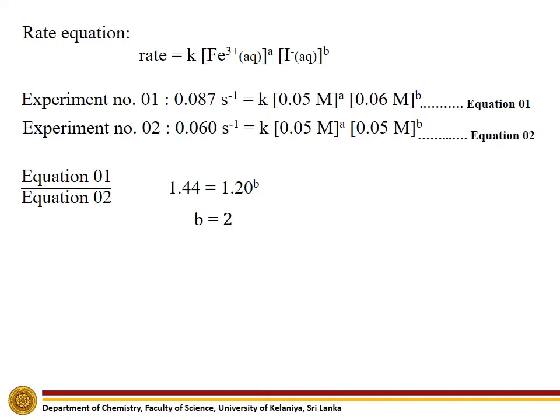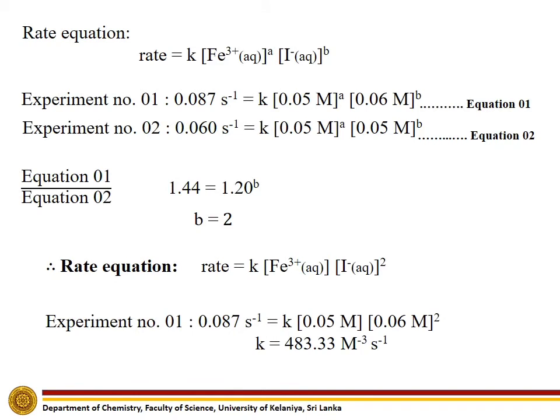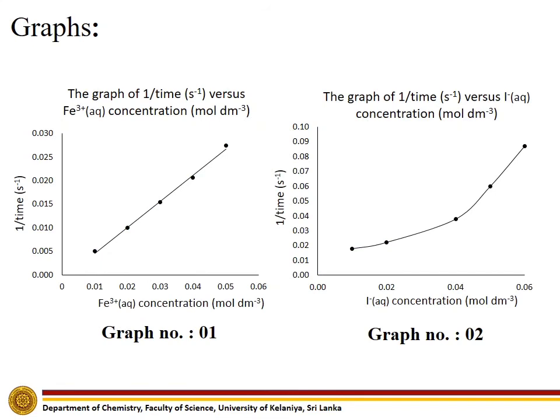Once the values of A and B have been calculated, write down the rate equation. Substitute the values of experiment number 1 of table 2 into the rate equation and determine the rate constant. The graphs relevant to this experiment are shown in this slide.